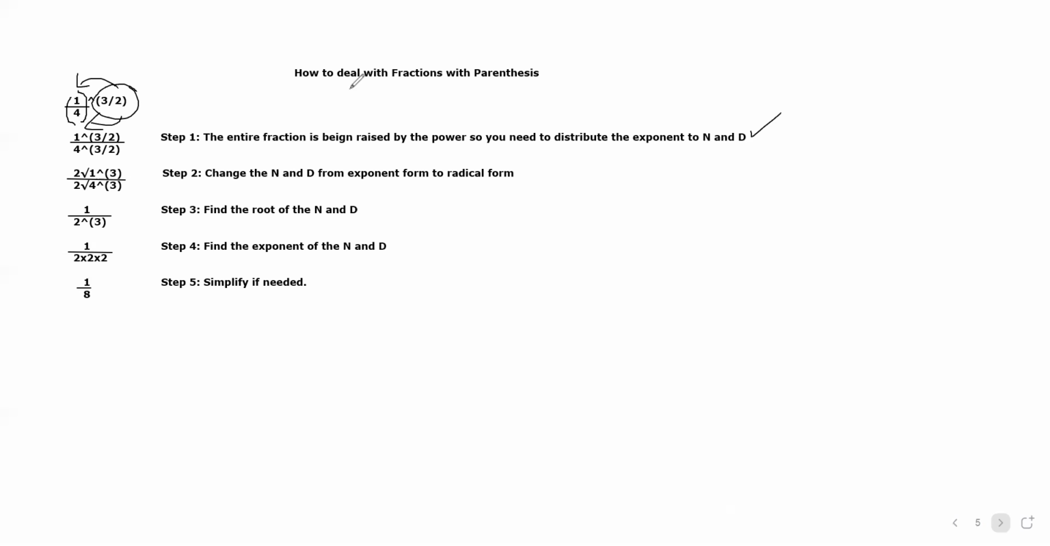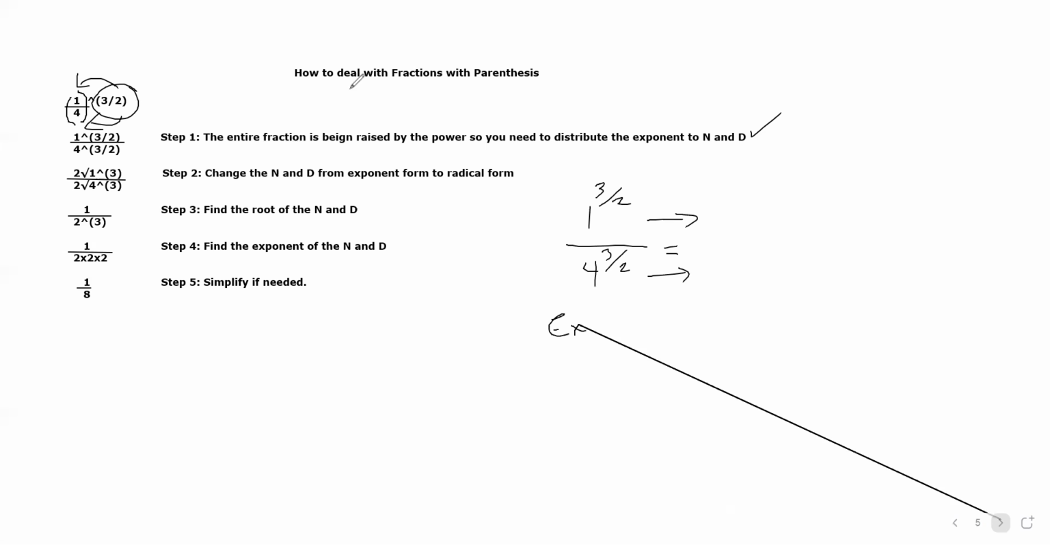Once you have that, you're going to have to change the numerator and denominator from exponent to radical form. I just did that here. And to make it look like what it looks like, we have 1 raised to the 3 halves power divided by 4 raised to the 3 halves power. And all I did was convert it from exponent to radical.